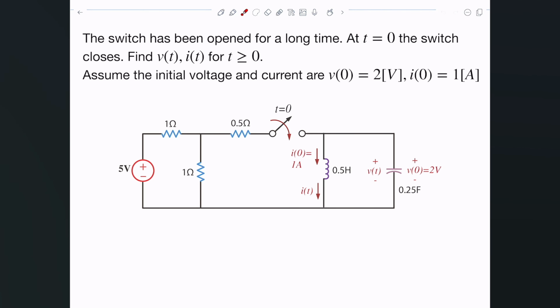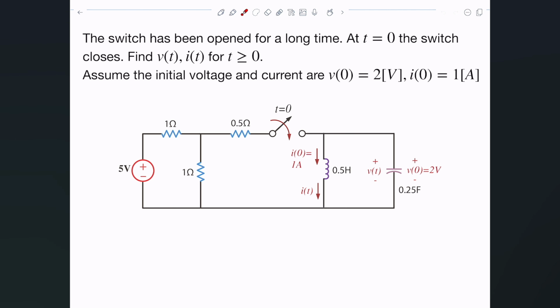So in this particular example, we're given a circuit that contains a capacitor and an inductor. And then at time t equals 0, that capacitor and inductor get connected to this part of the circuit in here. And we're being asked to compute what I of t is and what V of t is. That is the current flowing through the inductor and the voltage across that capacitor in here.